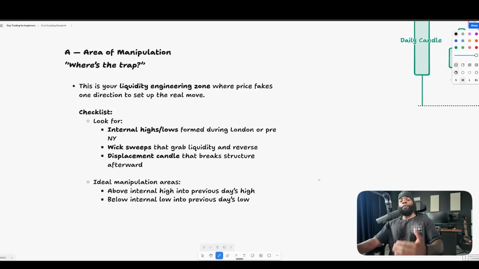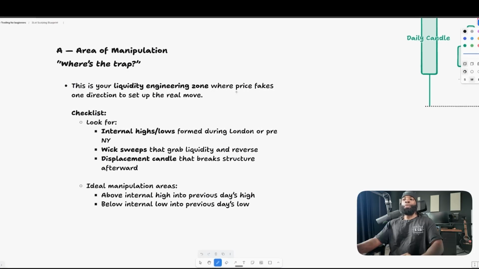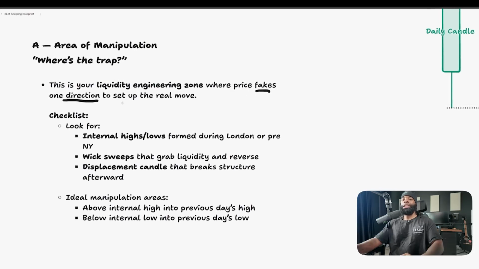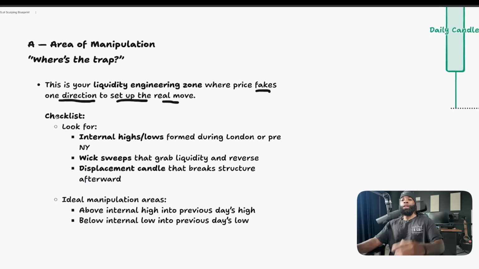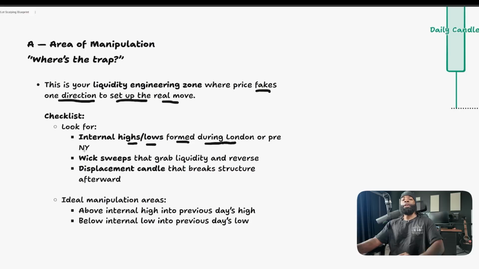Now the next thing, after we establish that, you want to head over and look for the area of manipulation, where the traps happen. You don't want to get faked out. You don't want to get stopped in something crazy. You want to know exactly when and where you should execute your trade. This is your liquidity engineering zone, where price fakes one direction to set up the real move. The checklist for this is you want to look for internal highs and lows formed during London or pre-New York.